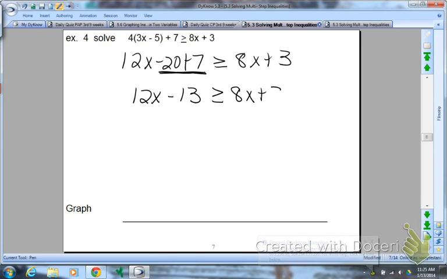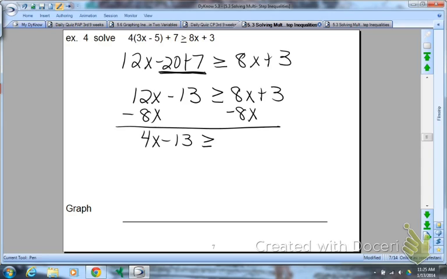Okay, so these 2 steps are my cleaning up phase. Now I'm ready to solve. So I am going to subtract 8x on both sides. So that's 4x minus 13 is greater than or equal to 3. Add 13. So that's 4x is greater than or equal to 16. Divide by 4.